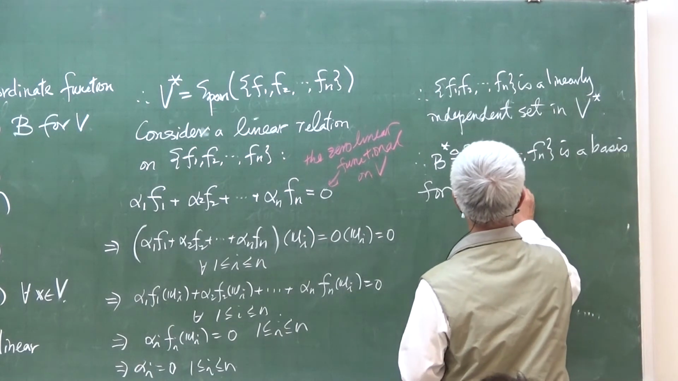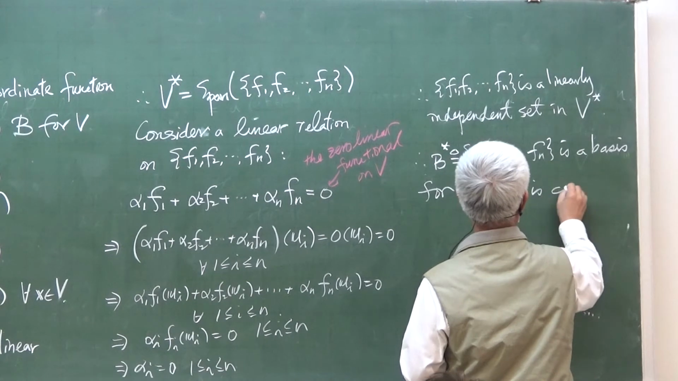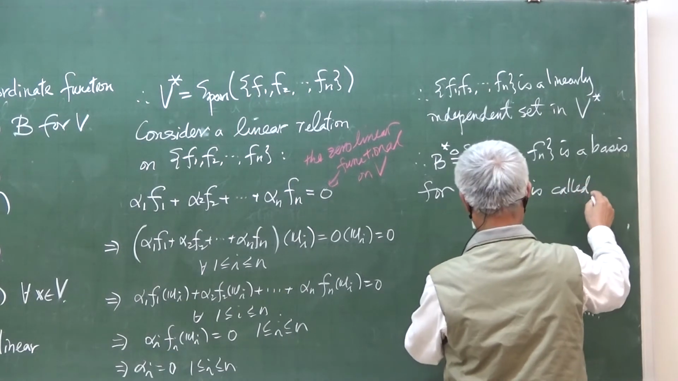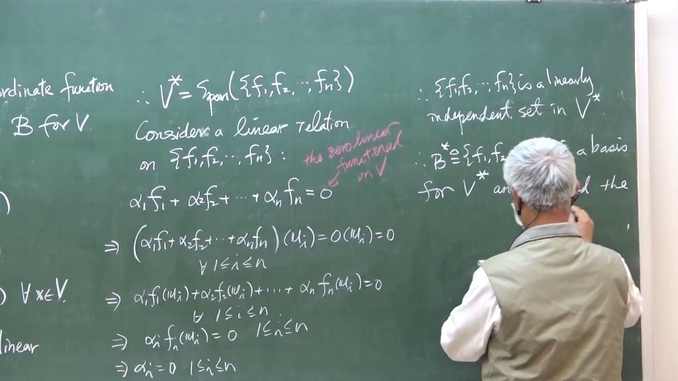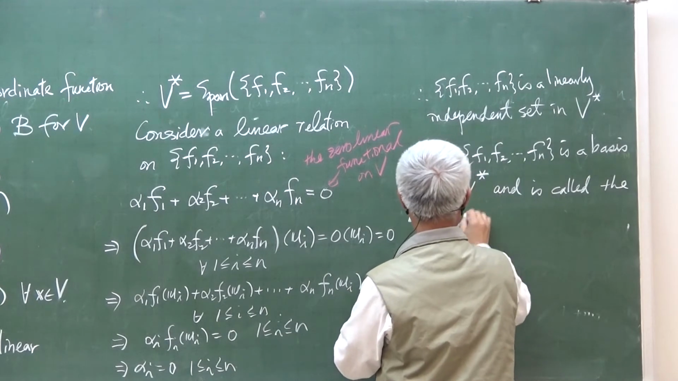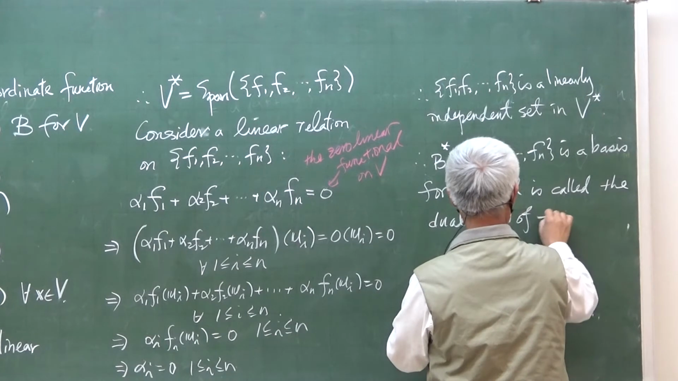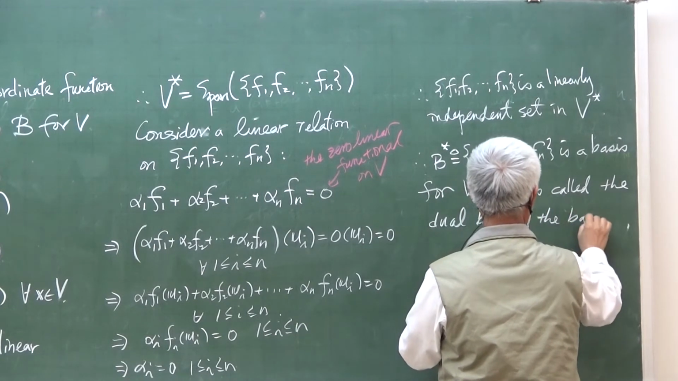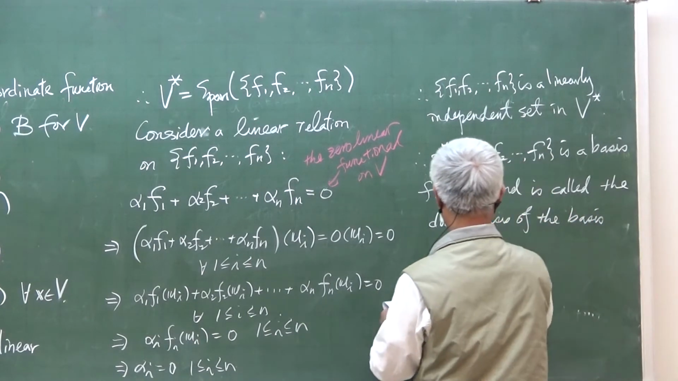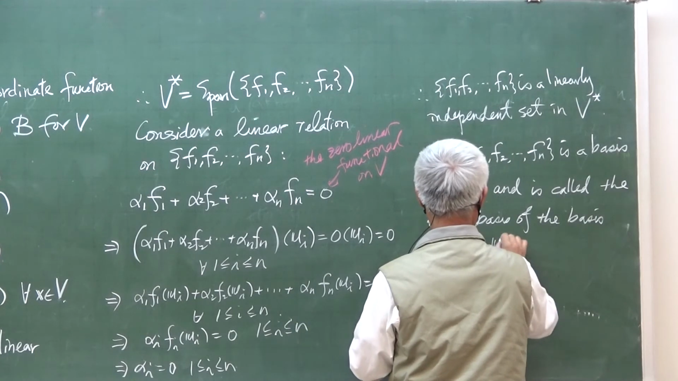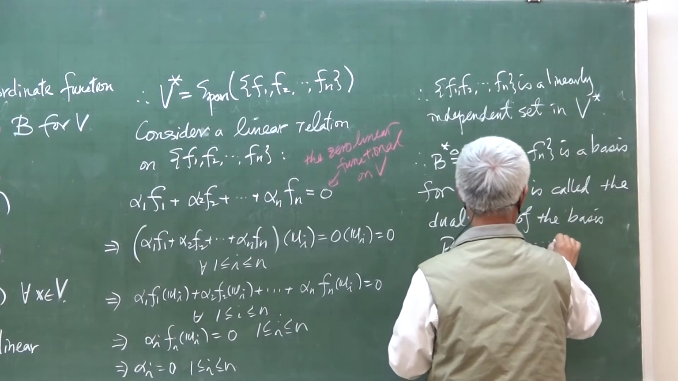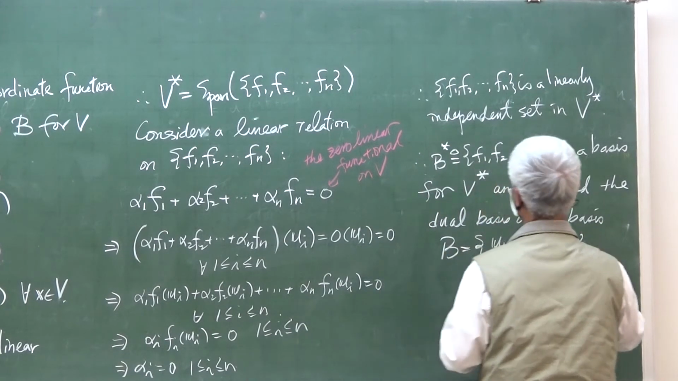And it's called the dual basis of the basis B in V. Okay.